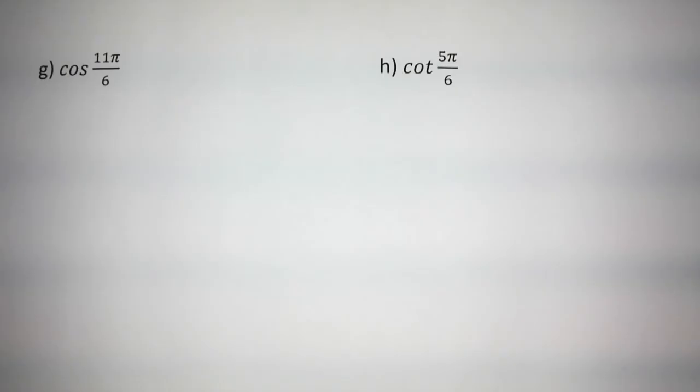Okay, in G, we're doing cos of 11 pi over 6. Again, I'd like you to pause the video and try the next two and see how far you can get on your own.